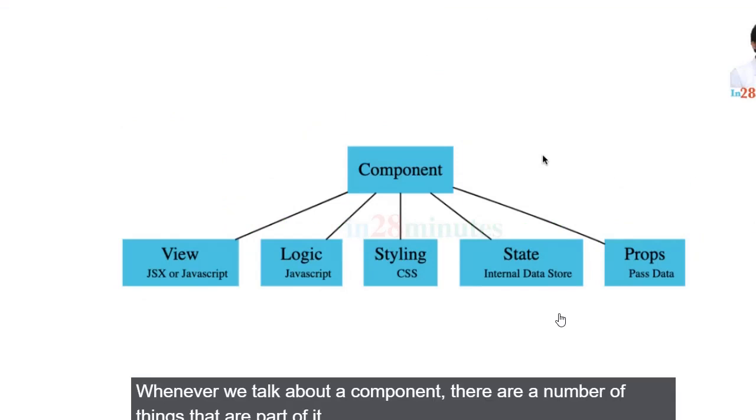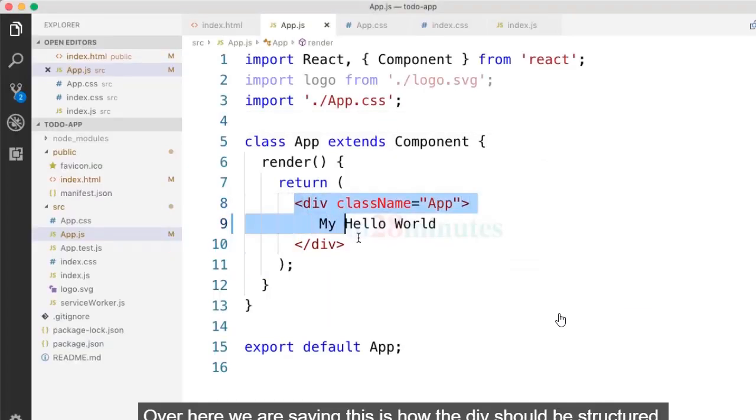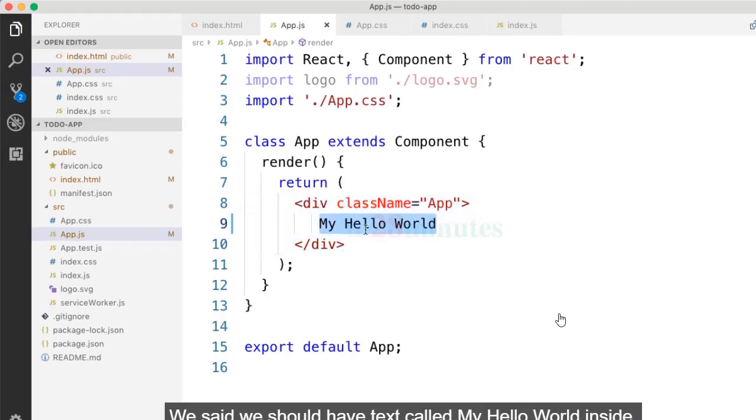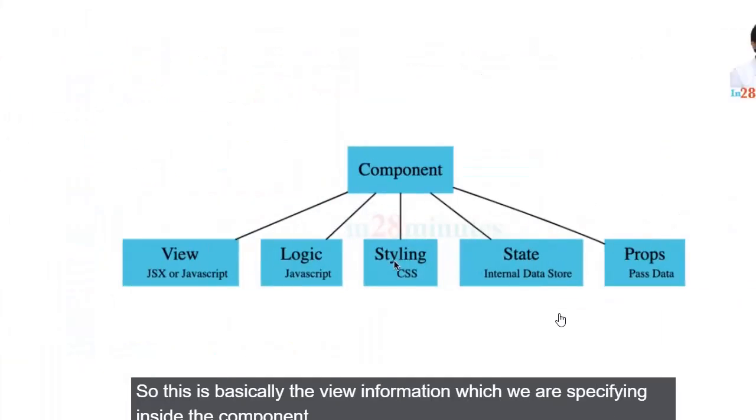Whenever we talk about a component, there are a number of things that are part of it. The first thing is the view. Over here, we are saying this is how the div should be structured. We said we should have text called my hello world inside. So this is basically the view information which we are specifying inside the component.